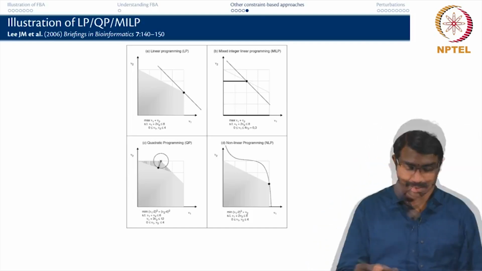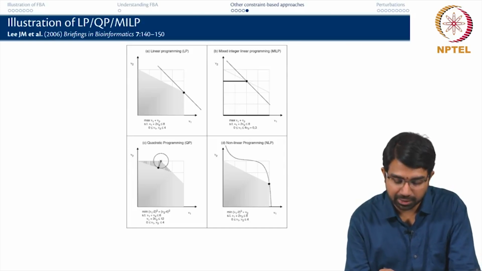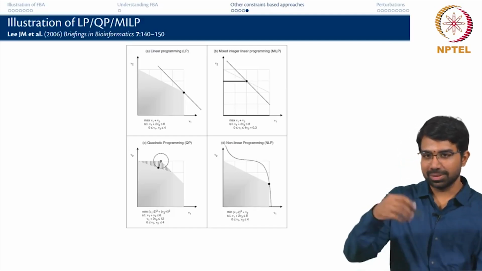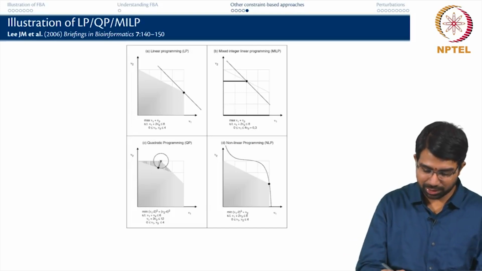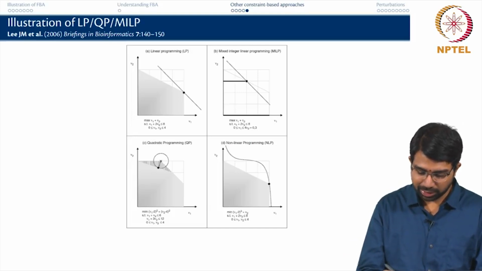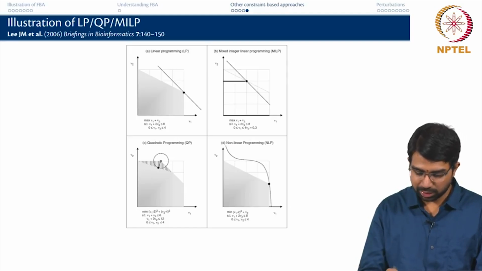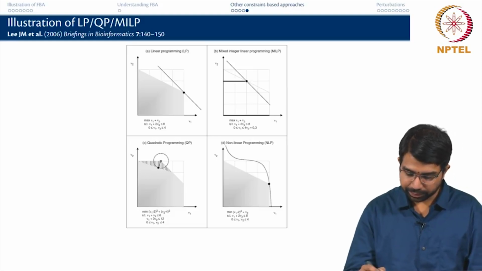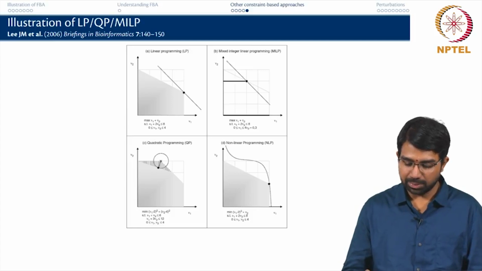Next, let us look at panel C, where you have a quadratic function. What is the function here? The distance, which is shown as a circle. You can think of concentric circles as expanding distance around the original wild type point, and you have moved to a new point based on the deletion. Your new constraint has brought you here, and this is a mixed integer linear programming.